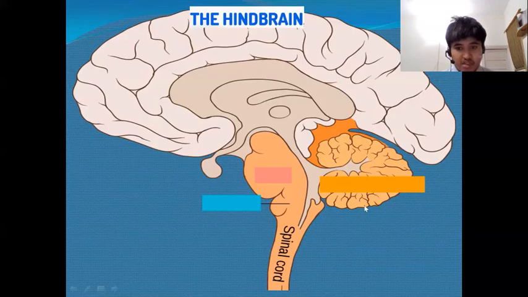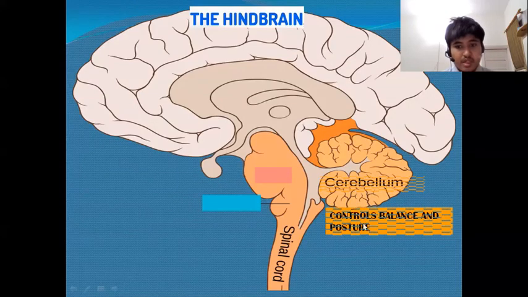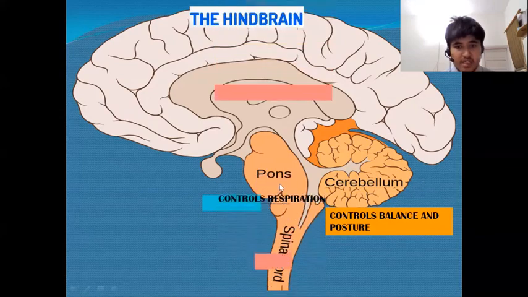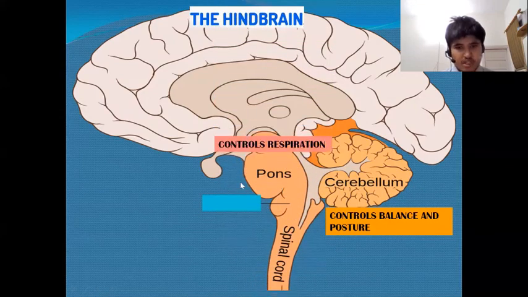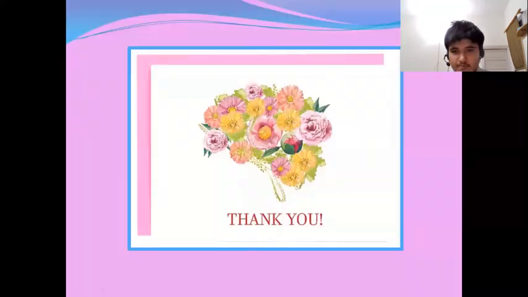The hindbrain consists of three parts. First being the cerebellum, which controls balance and posture. Second being the pons, which controls respiration. And the final one being the medulla, which controls involuntary actions.